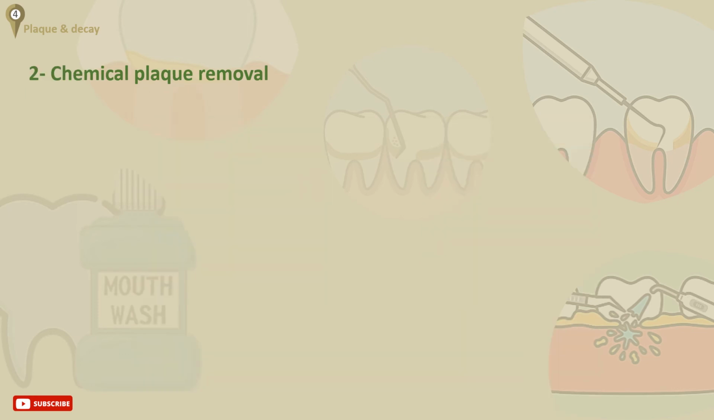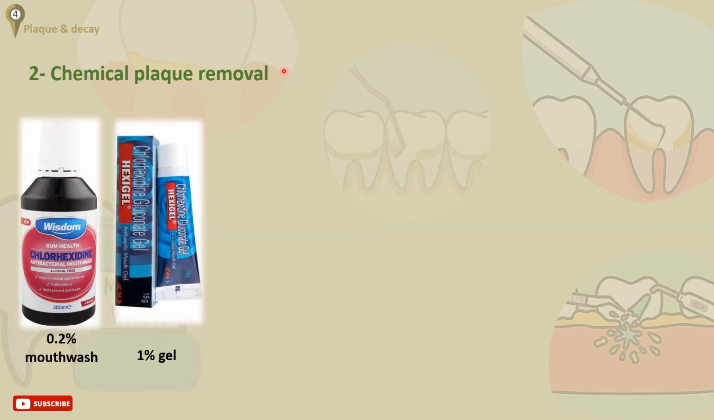The second method to control dental plaque is the chemical plaque removal. To achieve more than a transitory effect, an antiseptic needs to be retained in the mouth. Chlorhexidine, a positively charged bactericidal and fungicidal antiseptic, is capable of this. It is attached to the negatively charged proteins on the surface of teeth and oral mucosa, and in saliva, from where it gradually leaches out. It is available as a 0.2% concentration mouthwash and a 1% concentration gel.